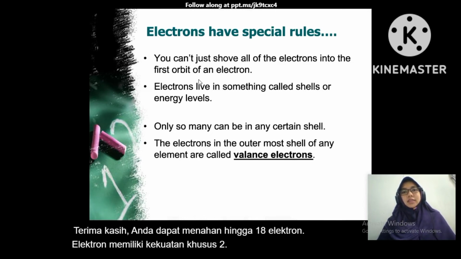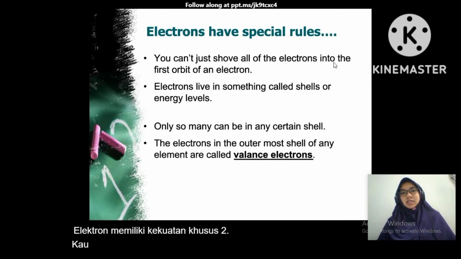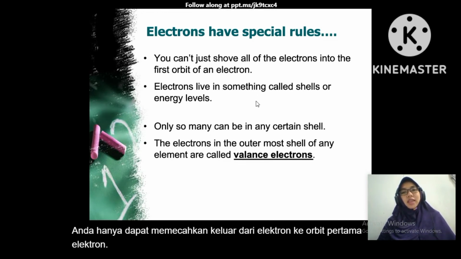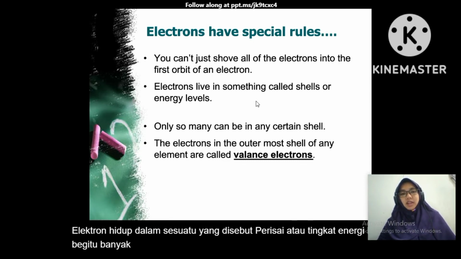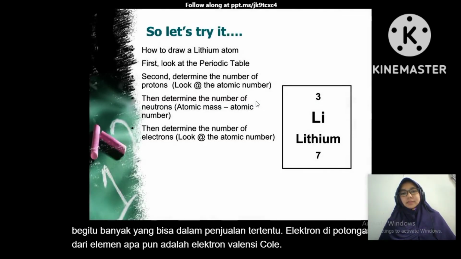Electrons have special rules too. You can't just shove all of the electrons into the first orbit. Electrons live in something called shells or energy levels. Only so many can be in any certain shell. The electrons in the outermost shell of any element are called valence electrons.